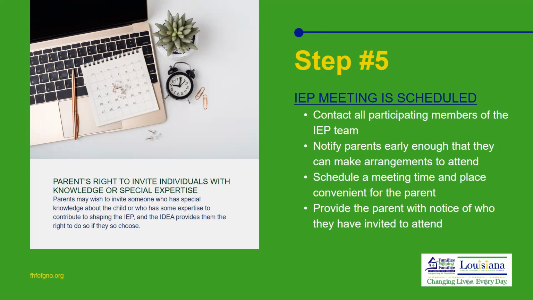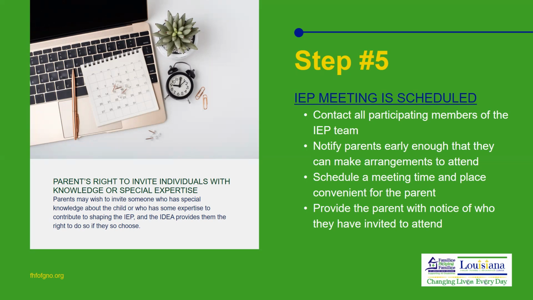They have to contact all participating members of the IEP team, and that includes a regular ed teacher, a special ed teacher, any related service providers like OTs, PTs, speech therapists, APE teacher, school nurse. The officially designated representative, or the ODR, has to be notified, and that might be the principal or assistant principal or another staff member that is authorized to sign off on the IEP and to commit the district's resources to this child's education. And then, of course, the parent and child have to be notified as members of the IEP team.